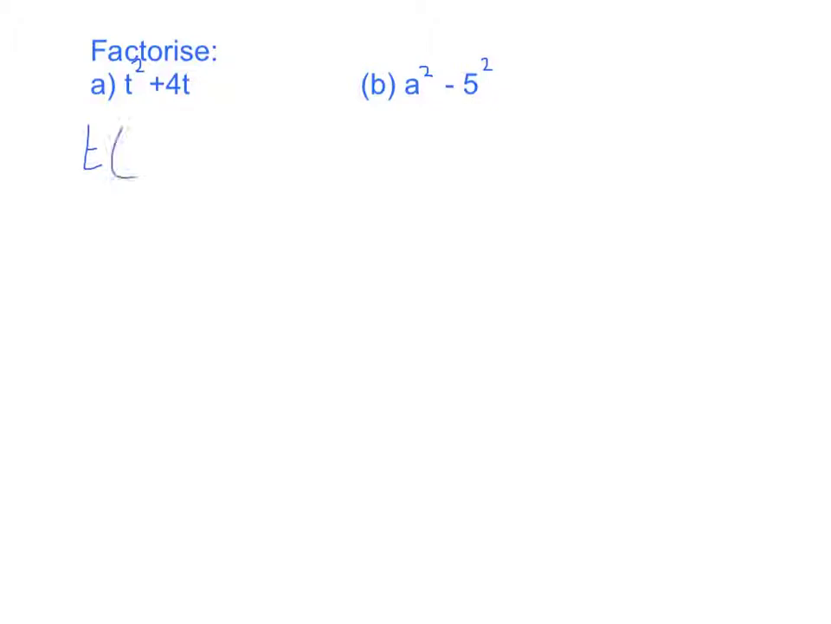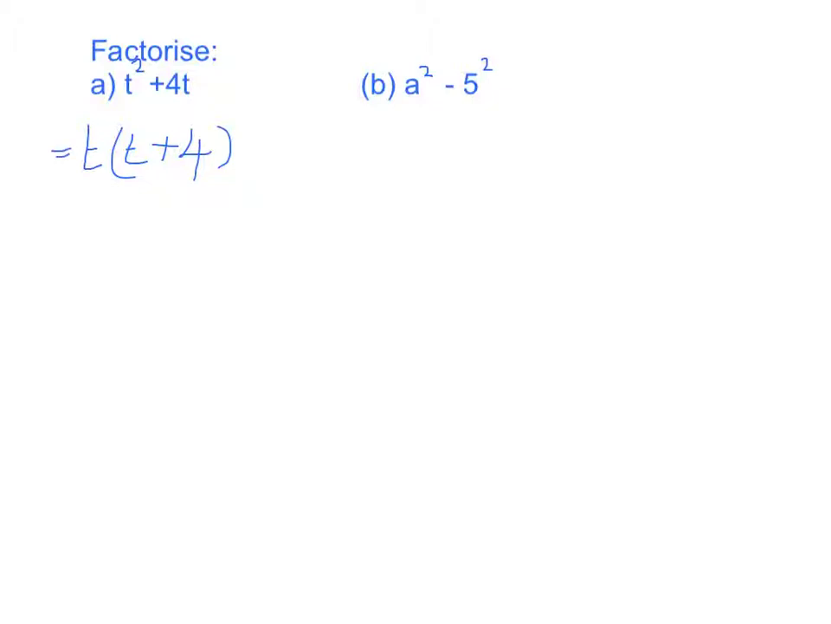So I'm going to take that out as a common factor, and I'm going to find out what's inside the brackets by saying t times what gives me t squared. That's t times t. And t times what gives me 4t. It's plus 4. I'm just going to double check inside the brackets that I can't factorise it further. It's not a difference of two squares, and it's not a trinomial, so I'm finished.